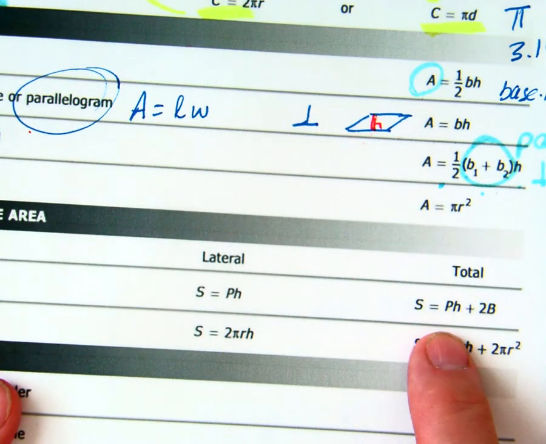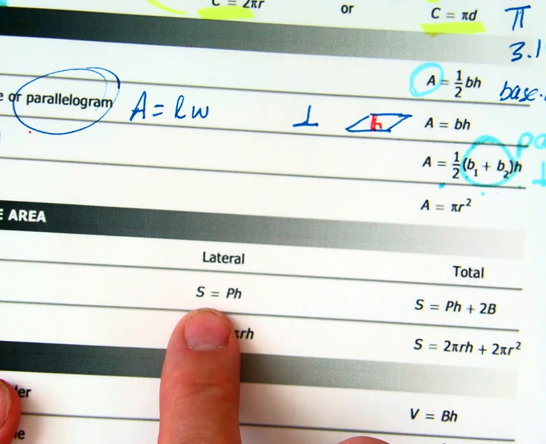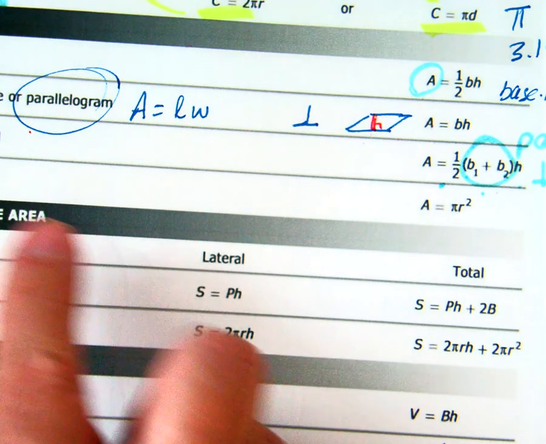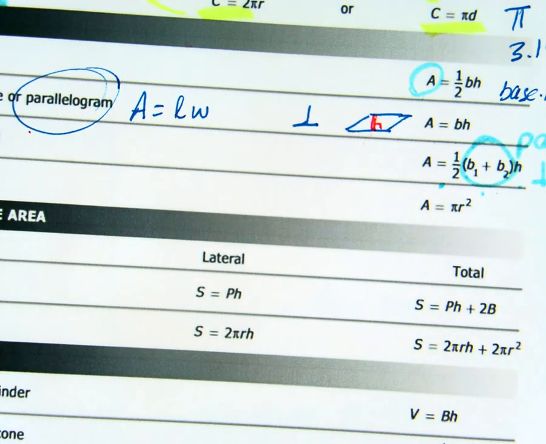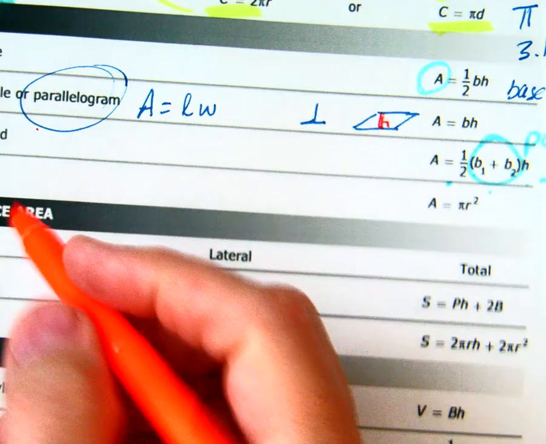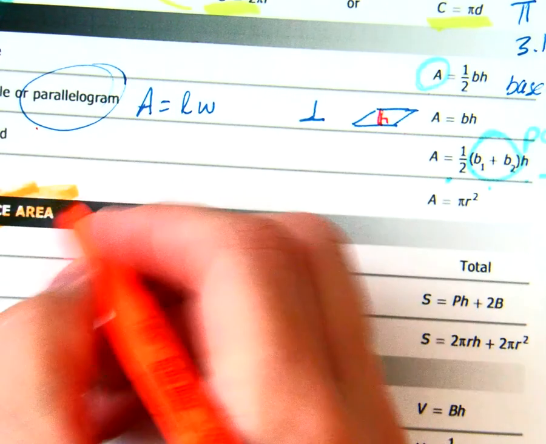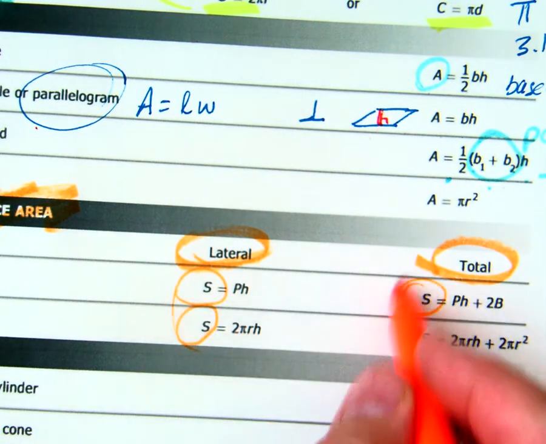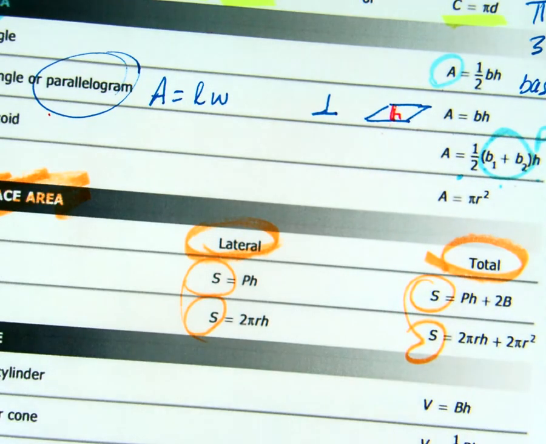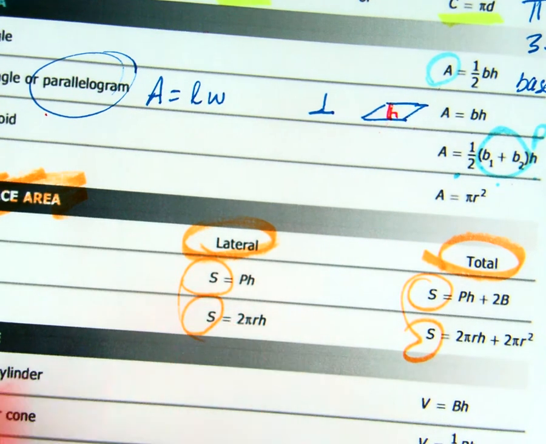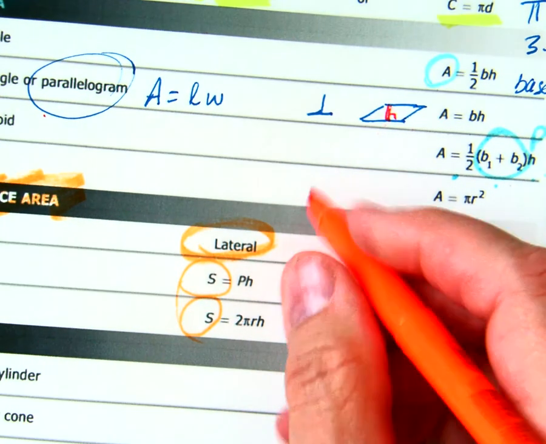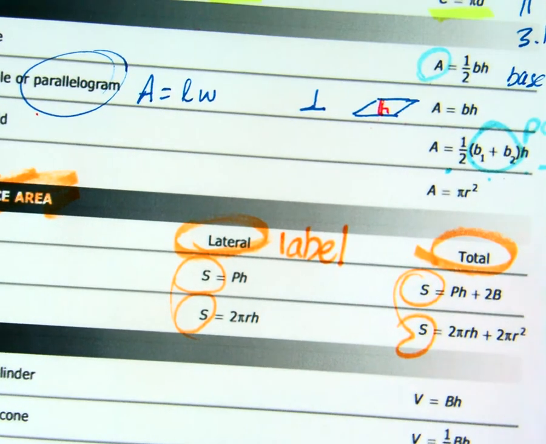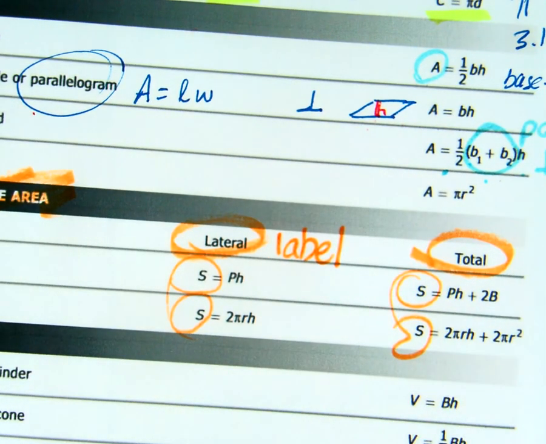This is the area of the label. Surface, big S, is surface area. Big S is surface area. And you have two kinds of them, lateral and total. Okay? Lateral is just the label, and total is the whole thing, the label plus the two ends.